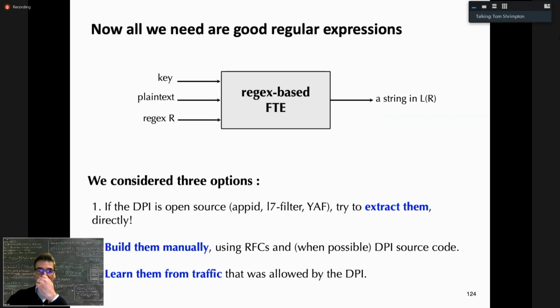So now, of course, all you need are good regular expressions for the situation you have in mind. In the cases where we had those DPI devices that were open source, you can just extract the regular expressions directly. In some cases, you can tweak those or just build them de novo by hand by looking at RFCs for protocols and whatnot and the DPI source when it's available. You could actually even just learn them from the traffic. If you could watch inputs and outputs of a DPI device and see which ones pass through and which ones don't, you can then learn from this via a number of classical learning techniques. You basically learn the right expression that's inside the DPI box by seeing input-output pairs.